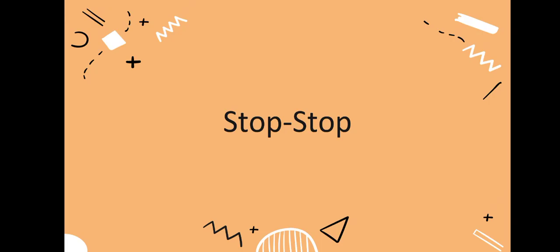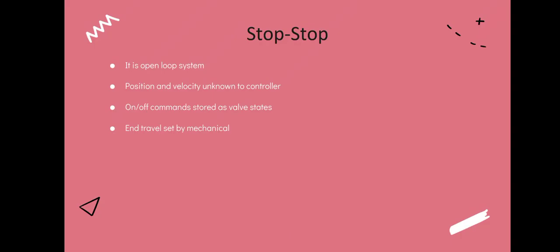So this one is stop-stop. The stop-stop is an open loop system, position and velocity unknown to the controller. On or off commands stored as valve states and travel set by mechanical stops.